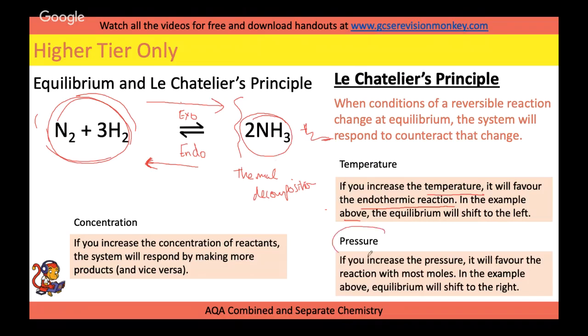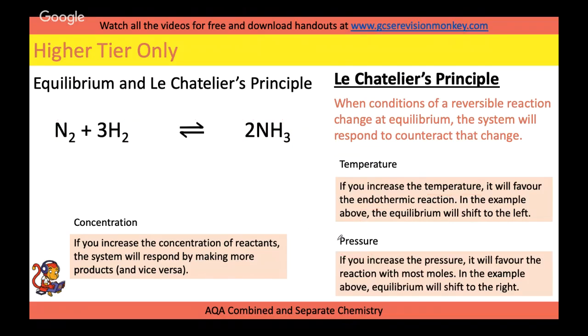For pressure, if I clear the screen, that's all to do with the number of moles in the equation. If we remember, this equation says that 1 mole of nitrogen is reacting with 3 moles of hydrogen to produce 2 moles of ammonia. So we could kind of represent it like that. If you increase the pressure, it will favour the reaction with the most moles. So if you think about collision theory, that kind of makes sense, because if you're squashing these closer together, you're going to get more collisions between these molecules.